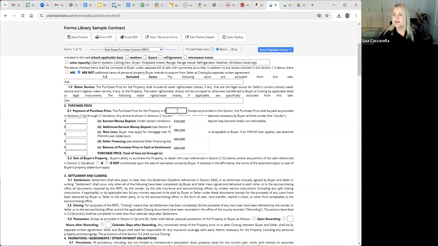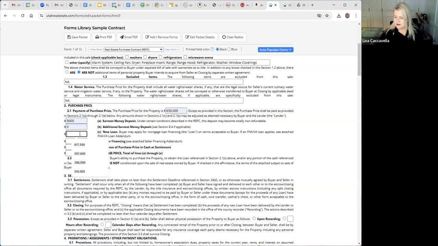So purchase price on this, let's just go with some even numbers. We've got $650, earnest money deposit was $5,000. We're not going to give any additional earnest money deposit, new loan amount. Maybe they're only doing $300 for the loan, 0 on seller financing, balance of the purchase price, do your math from there.